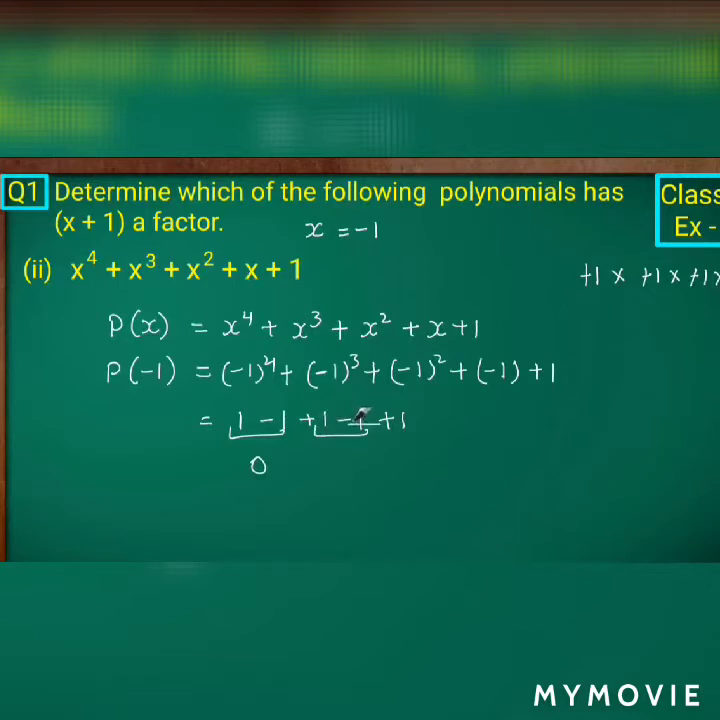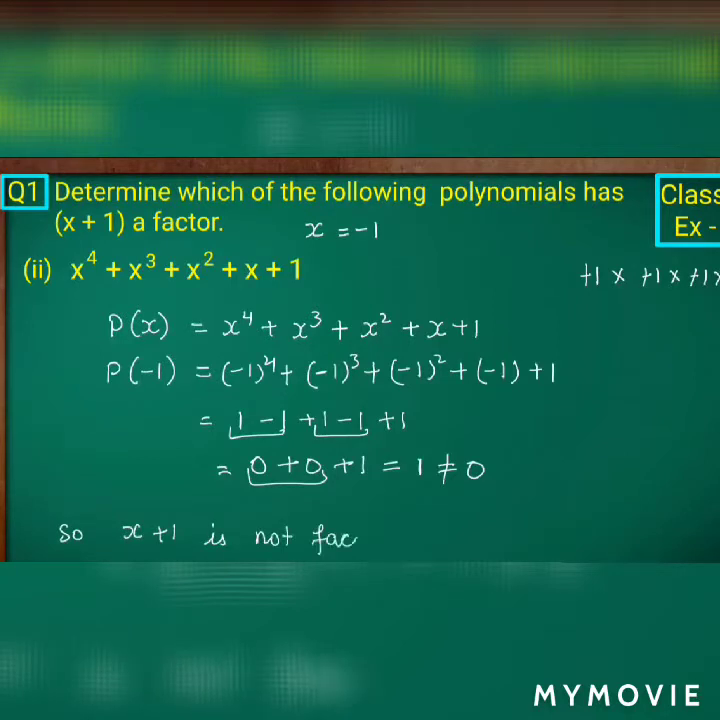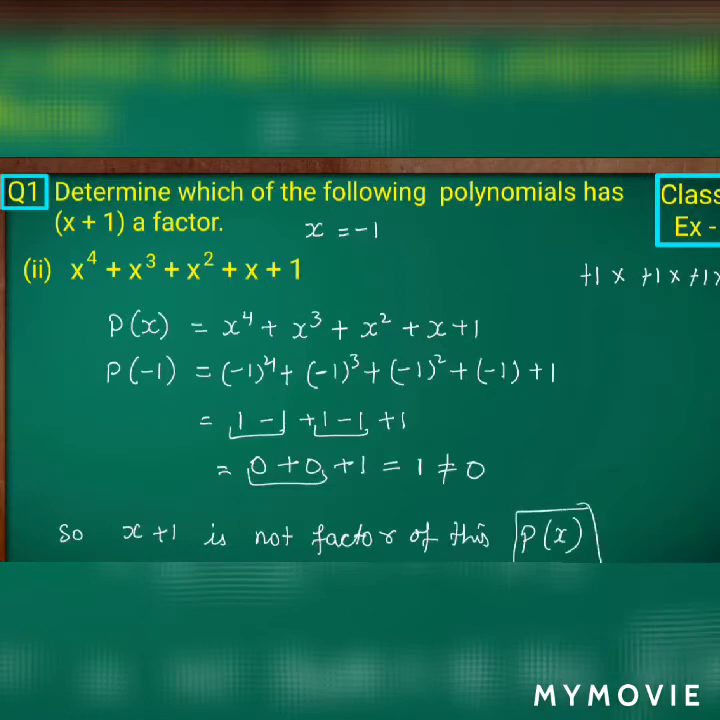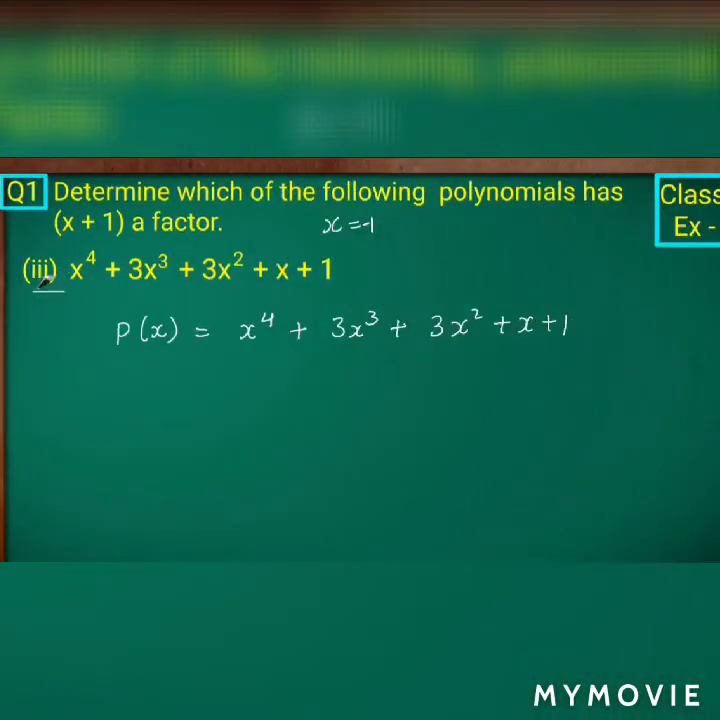What else will remain here? Only 1 we are having, isn't it? 1. Do you think x plus 1 is a factor of x power 4 plus x power 3 plus x power 2 plus x plus 1? No. Since 1 is not equal to 0, x plus 1 is not a factor of the given polynomial. So we have to check whether it will be a factor or not. If the solution is 0, then obviously it will be a factor of the given polynomial.